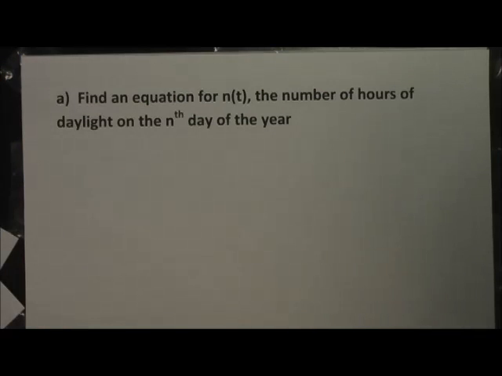In order to solve for part A, we must first analyze the problem it presents, and second, create a plan in order to solve the problem. So first, let's read over part A again. Find an equation for n of t, the number of hours of daylight on the nth day of the year. Next, we must create a step-by-step plan on how to solve this problem.